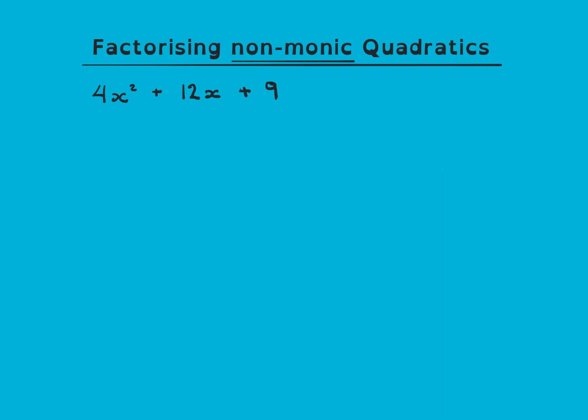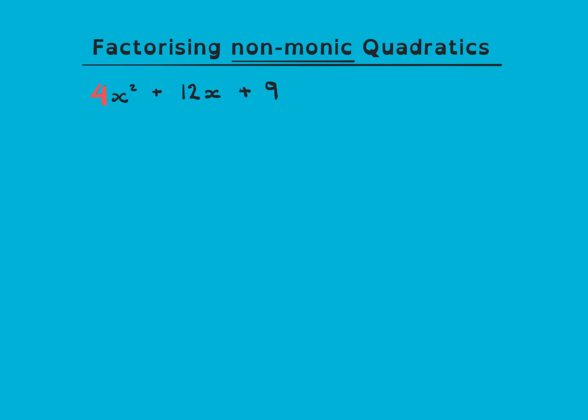I'm going to show you how to factorize a non-monic quadratic. To do that, I've written down a quadratic expression over here. So you ask, what makes this a non-monic quadratic? It has to do with the coefficient of x squared. A non-monic quadratic will have a coefficient which is greater than 1.